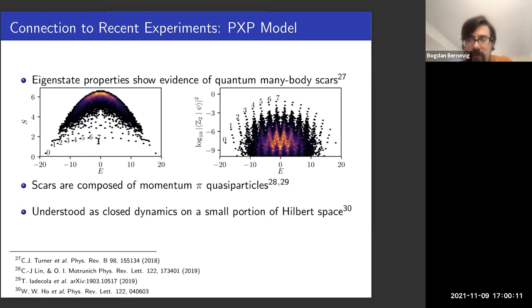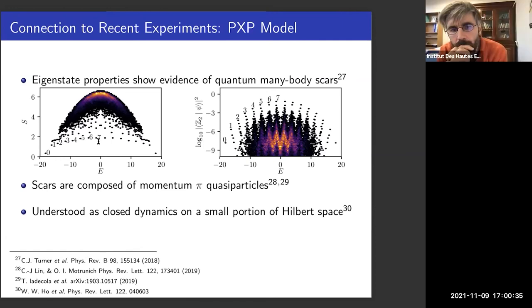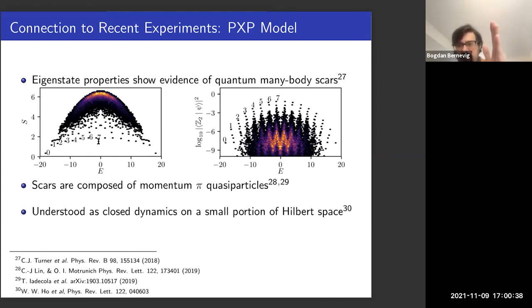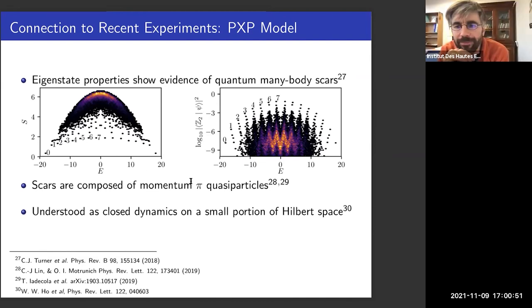It's much smaller than it should be based on ETH. So my point is that an experiment can create something that's close to this. You don't need these fine-tuned models to get scars, or to get the same phenomenon. Of course, as I said, they're not exact scars, but an experiment over some time scale doesn't matter. So what they see is they prepare a special state, and then they evolve it and they see revivals of this state, which basically tells you that this state has a large component on something that's almost an eigenstate of the system. Okay. Thanks. Any other questions?